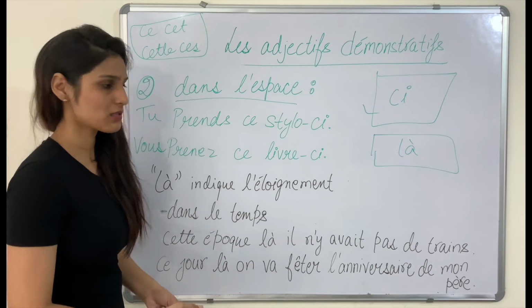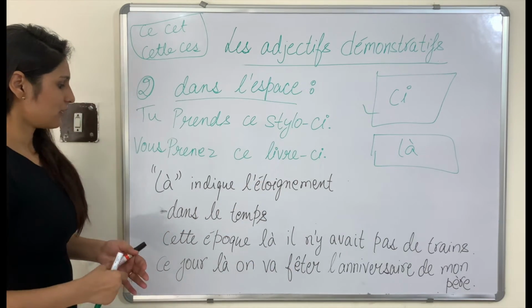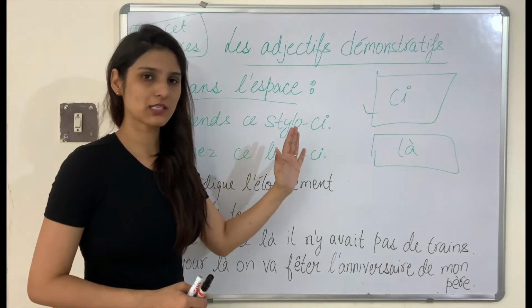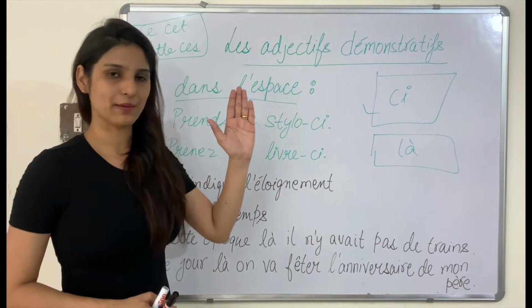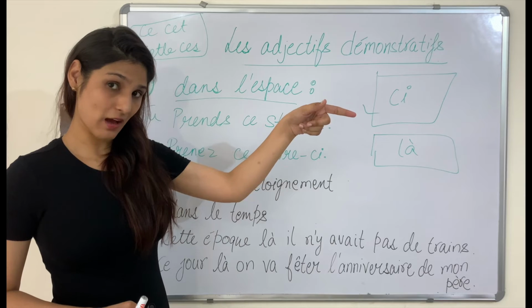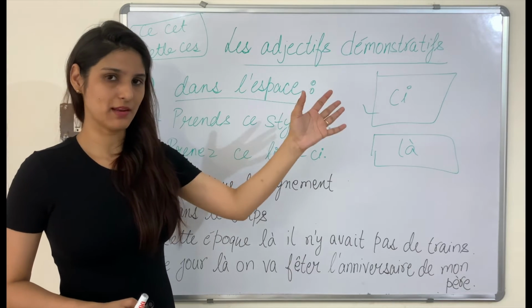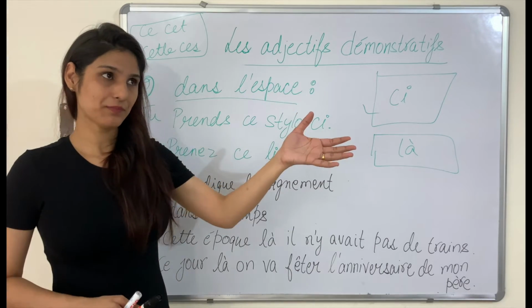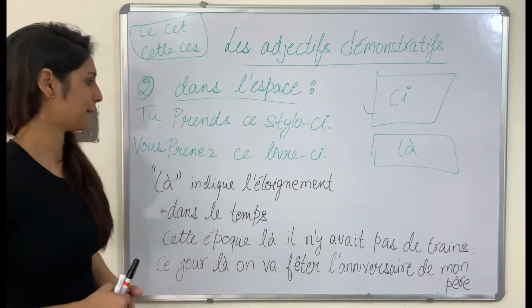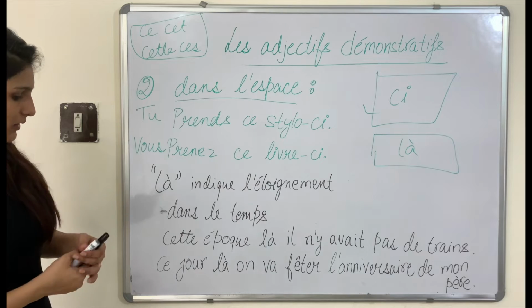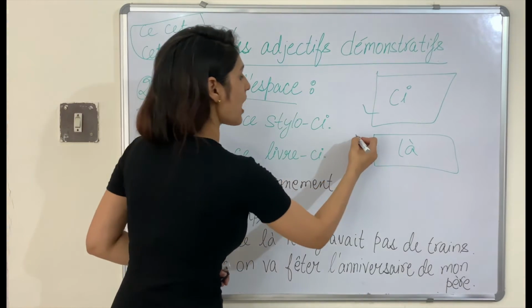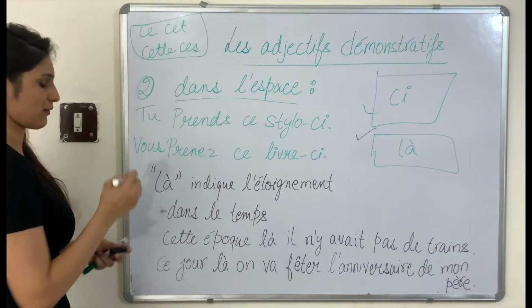Vous prenez ce livre-ci. Now, this is very common with objects and with people. Cette dame-ci, elle est belle. That lady is beautiful. Cet homme-ci, il est beau. Okay. And now, second case, where you are going to see la with all of these 4.